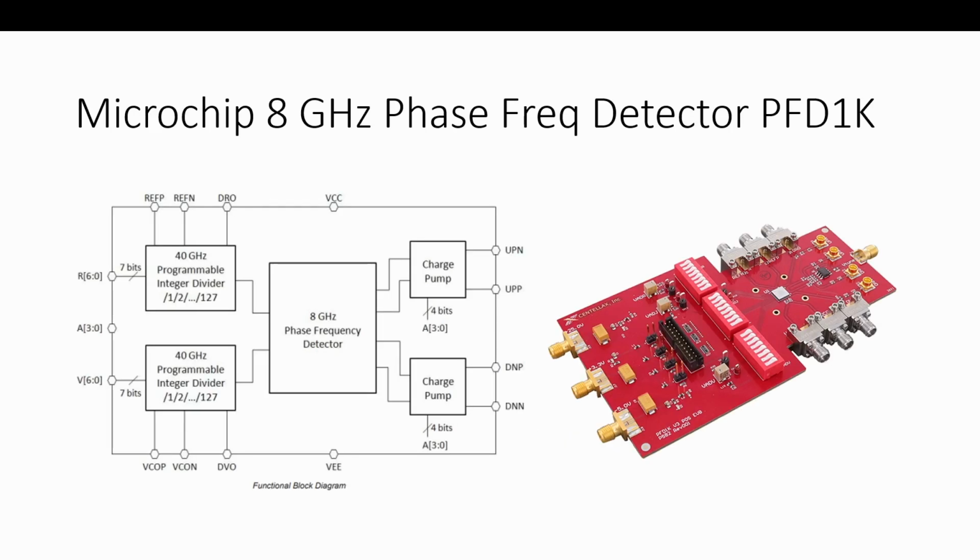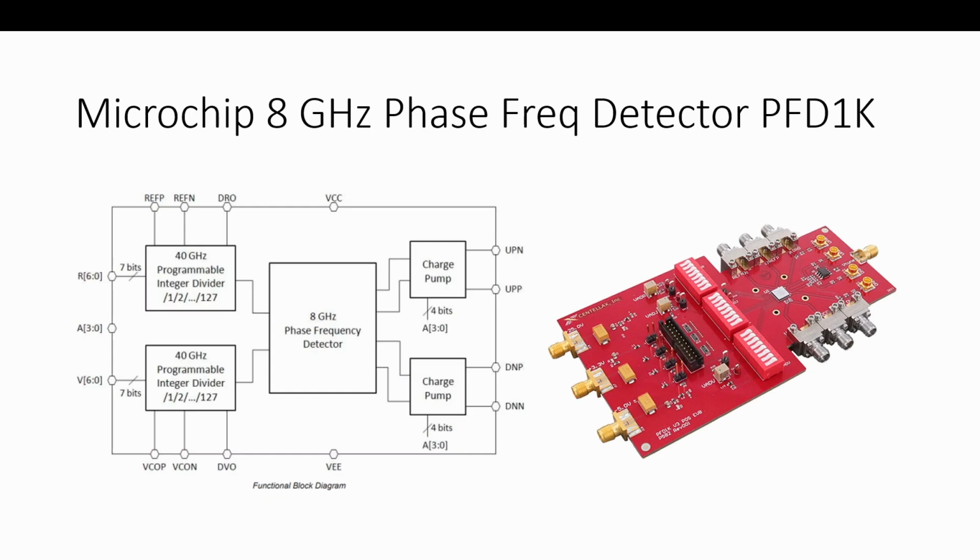So this is the eval board for the phase frequency detector. And it can work up to 40 gigahertz. It has programmable integer dividers on both the reference port and the feedback port. So it's pretty flexible in terms of what it can implement. And an 8 gigahertz phase frequency detector. So it works up to 8 gigahertz here. So we can divide down whatever frequency we have to be 8 gigahertz or lower in terms of our phase detection.